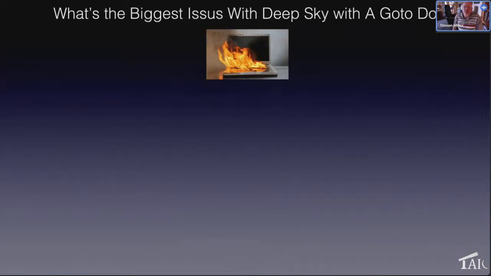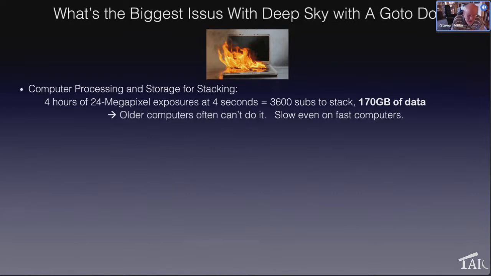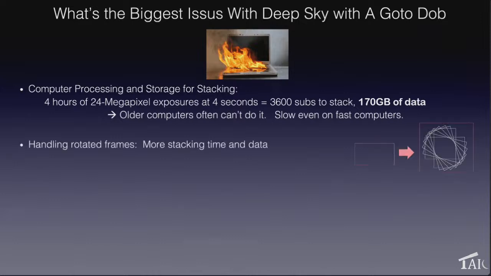So what are the biggest issues I'm still running into? You can imagine my laptop is burning up from stacking. The computer processing and storage, as fast as computers are today: stacking 4 hours of 24 megapixel exposures, 3,600 subs, 160 gigabytes of data, older computers just can't do it, basically. And it's slow even on fast computers. And then handling these rotating frames, and you stack it into a larger frame, that is even more data. That's harder. So you're doing a really hard job.